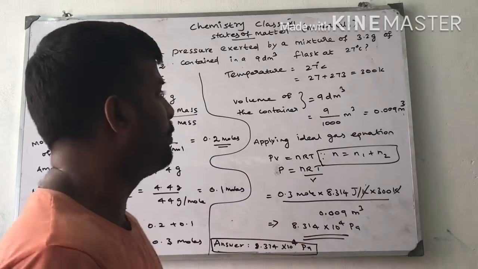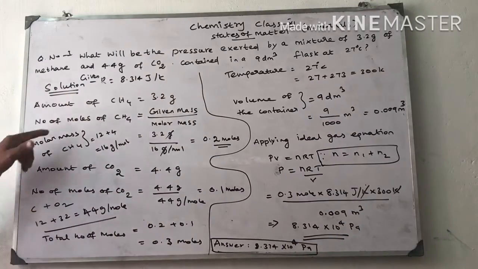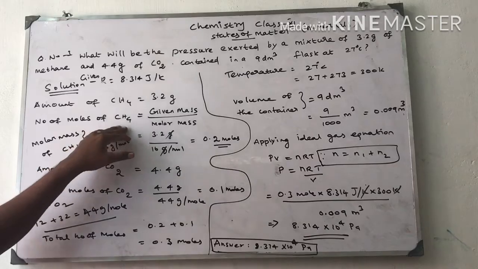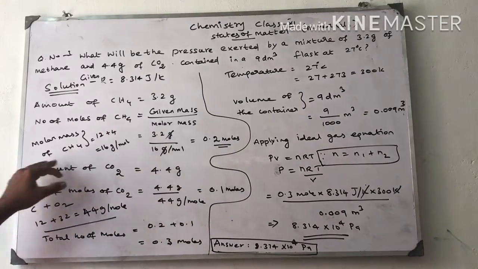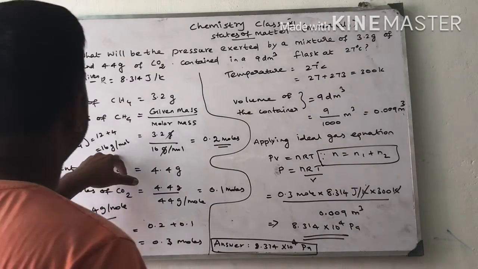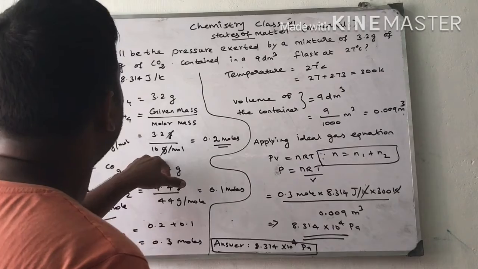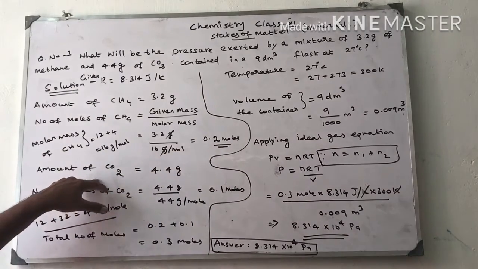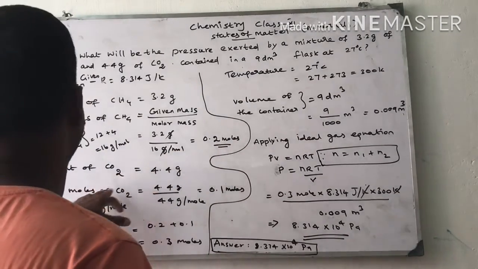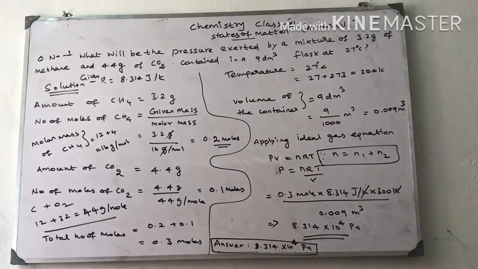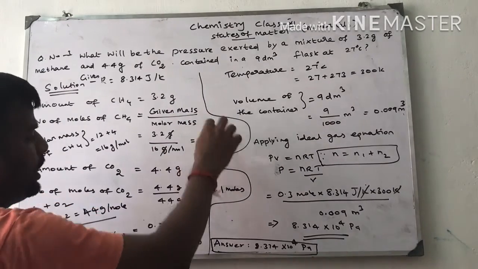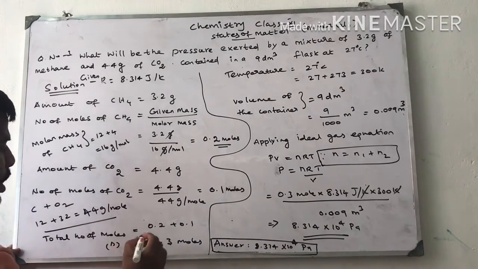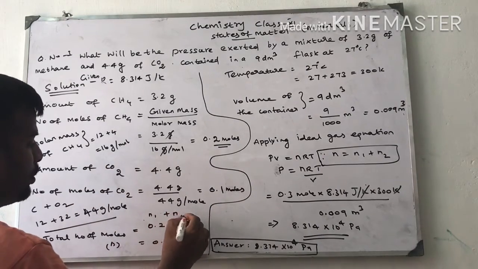For finding the number of moles using this formula, amount of methane is equal to 3.2 gram. Number of moles of methane is equal to given mass by molar mass. Molar mass of methane is 16 gram per mole. On simplifying, we get 0.2 moles. Amount of carbon dioxide is equal to 4.4 gram. Number of moles of carbon dioxide is equal to given mass by molar mass. We get 0.1 moles. So total number of moles n is equal to n1 plus n2.